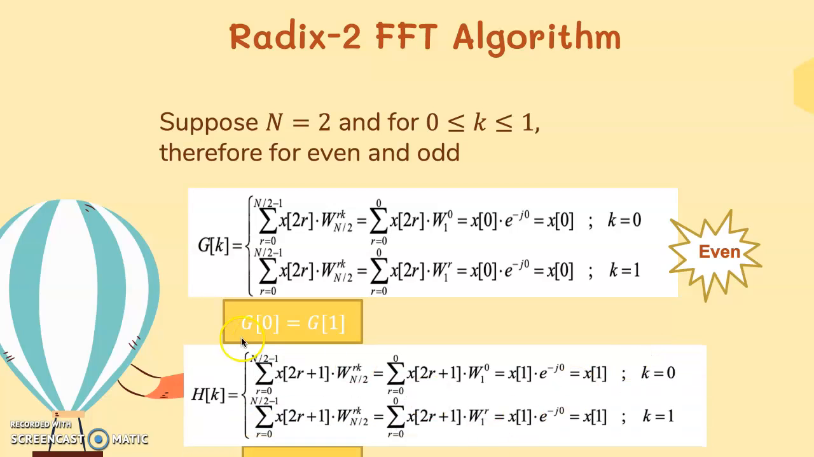Okay, for the odd term, 2r plus 1, remember? It's the same, just because 2r with r equal to 0, plus 1, becomes x[1]. x[1] e to the power of minus j0, so at k equals 0 it is x[1]. Same goes at k equals 1, you will get x[1] as well. That's why this is for odd, and that's why H[0] equals H[1]. Okay?